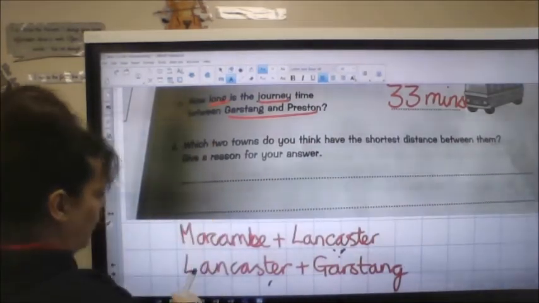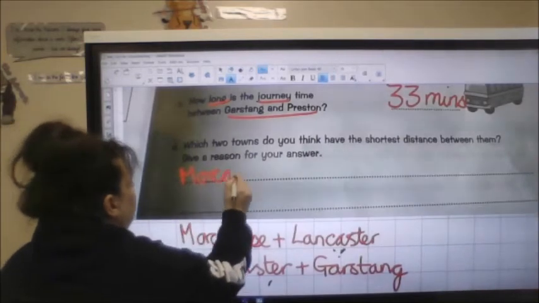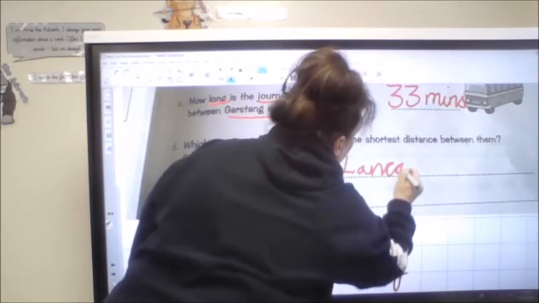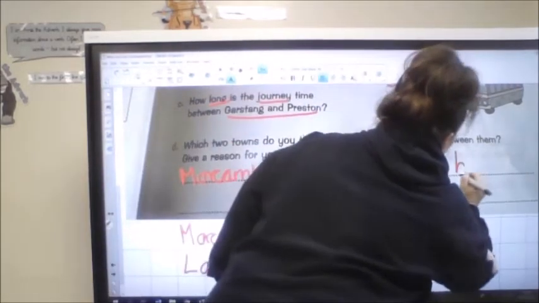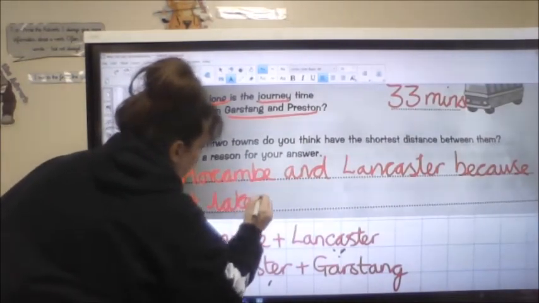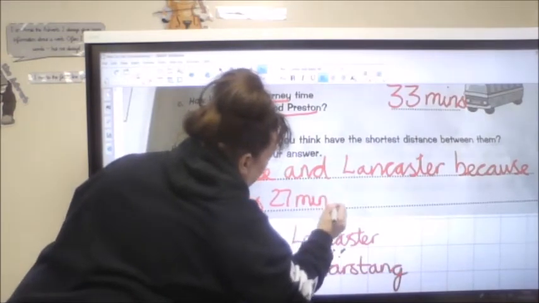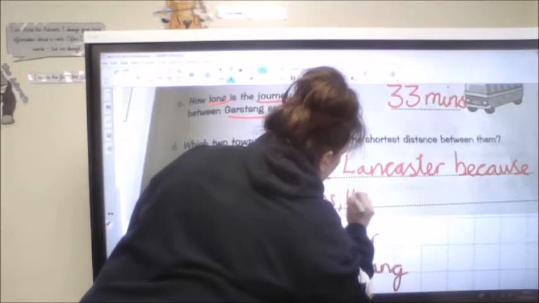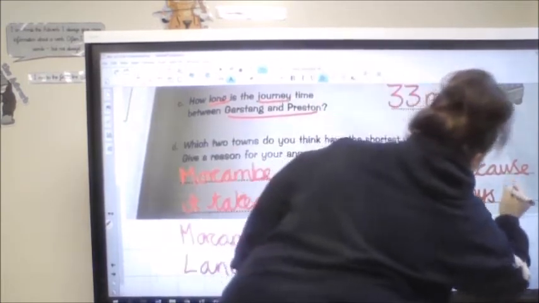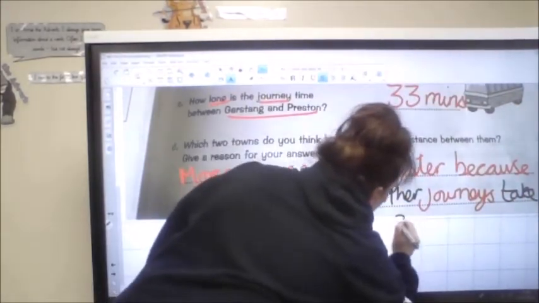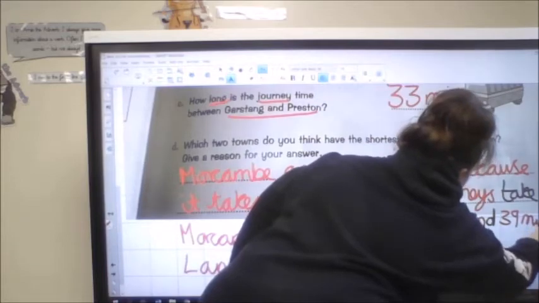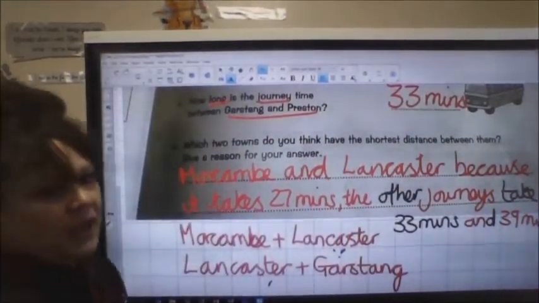so we would put Morecambe and Lancaster because it takes 27 minutes. Okay, I put minutes for short. Then the other journeys take, I'm going to squeeze it in here because I put my thing there, 33 mins and 39 mins. Okay, so hopefully you can see how we work those out.